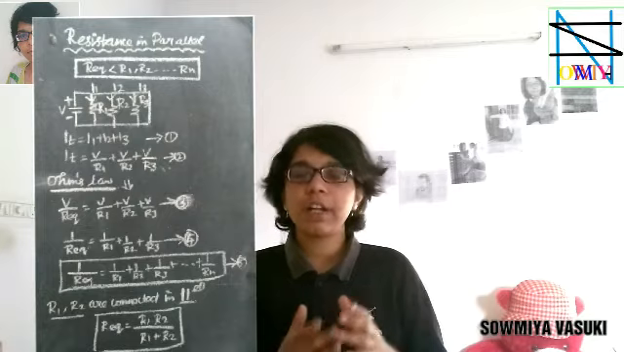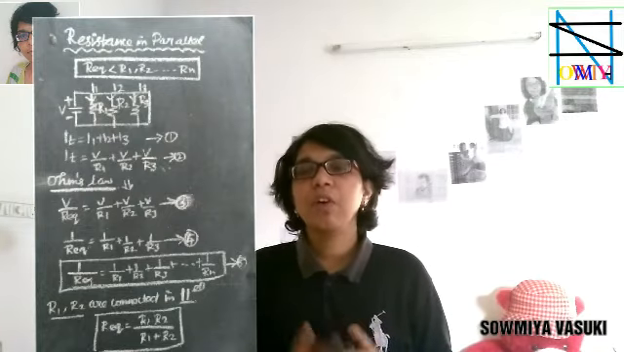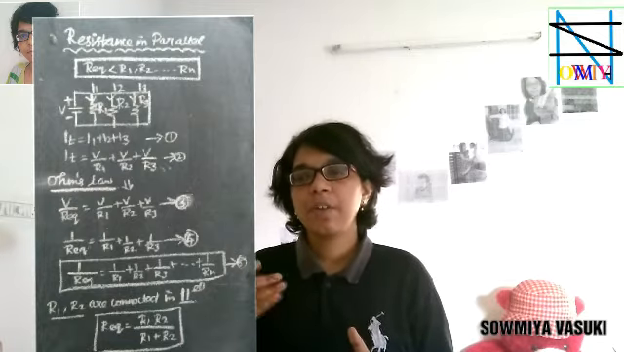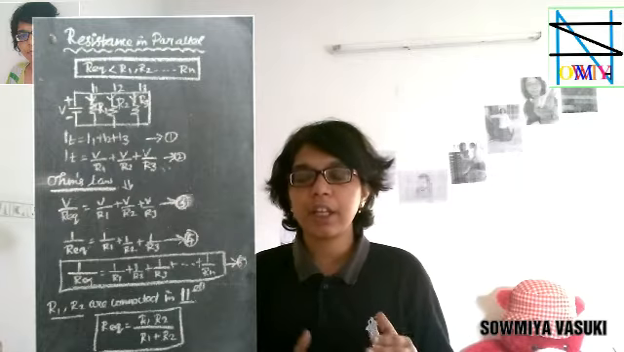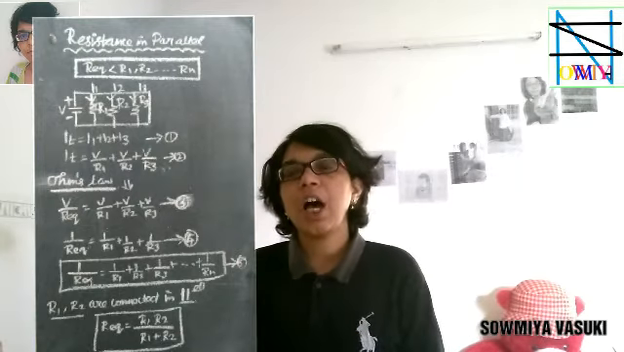Finally, if R1 and R2 are connected in parallel in a network, then 1 by R equivalent is equal to (R1 plus R2) divided by R1 R2. So R equivalent is equal to R1 R2 divided by R1 plus R2.